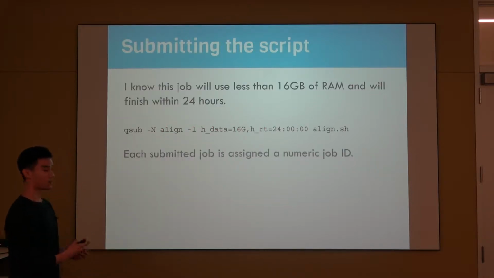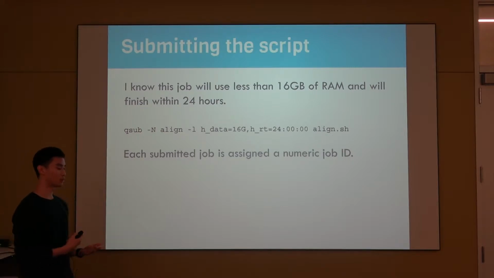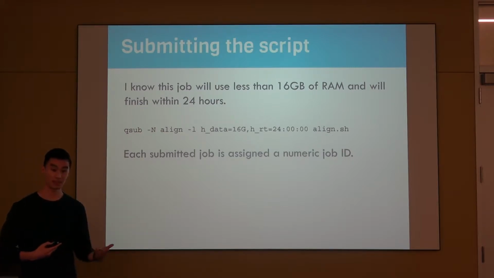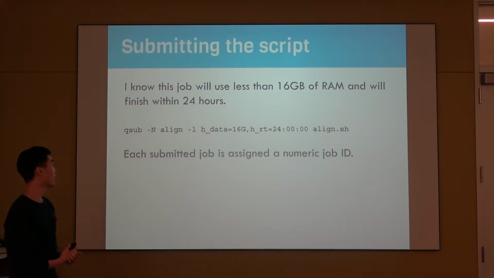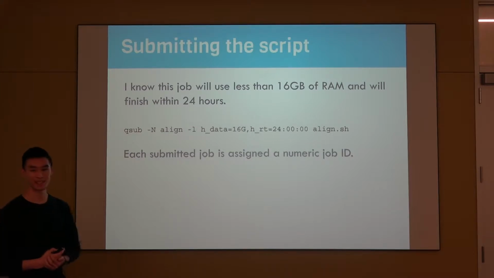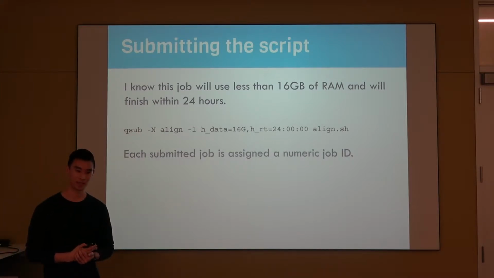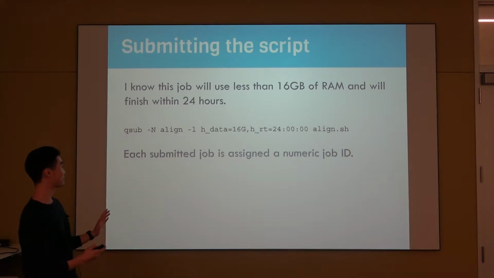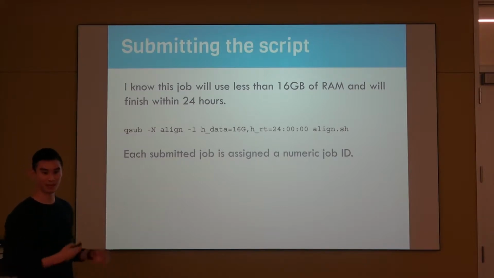So how do you actually get this script running on Hoffman? You need to submit this to the job scheduler. So how you submit this, the first thing you need to know is how much memory and how much time the job needs. This is kind of an art that I will discuss later in the presentation on how you figure these things out. But let's just assume that I know that this script that I wrote takes 16 gigs of RAM and will finish within 24 hours.